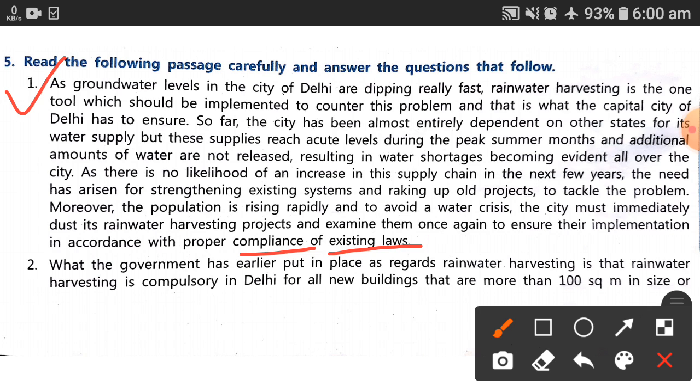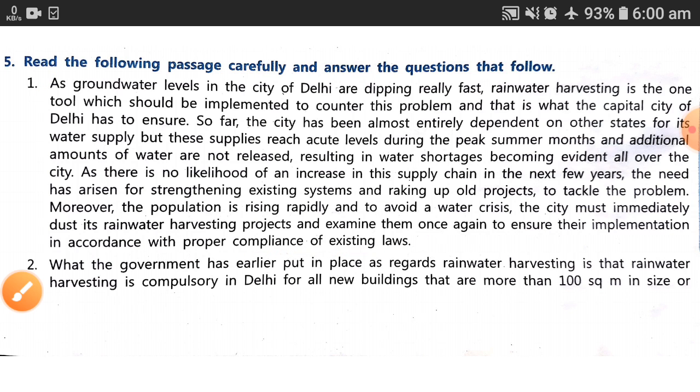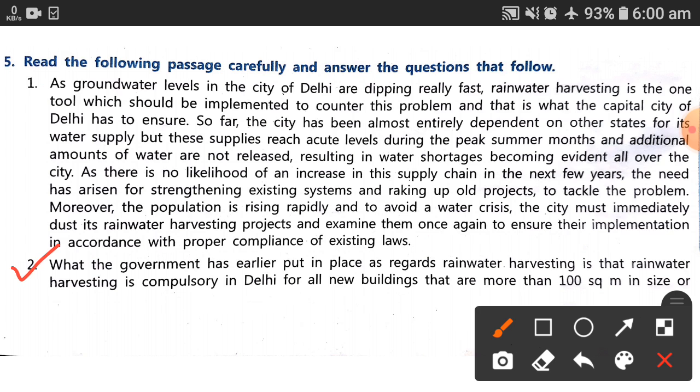Hope you all have read it very carefully, because this is very important too, because you have to pick up two words from this paragraph which have the same meaning as question number 5.3 has. Okay, now let's see the second paragraph.